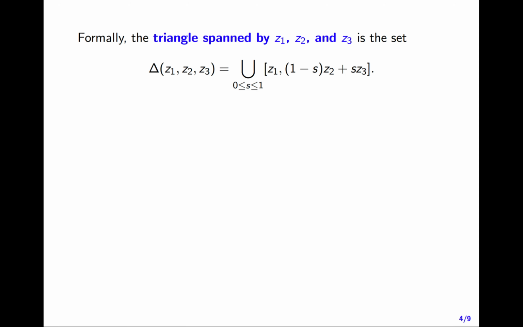And the set-theoretic definition, yes, it's a union over uncountably many points between 0 and 1, but it's just the union of a bunch of line segments. And we can certainly draw and manipulate line segments very easily.